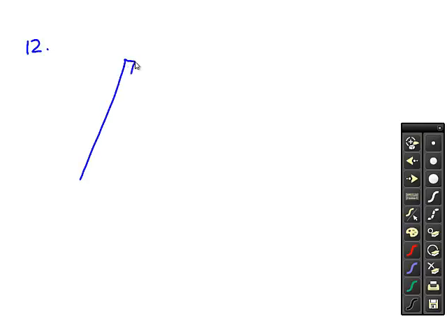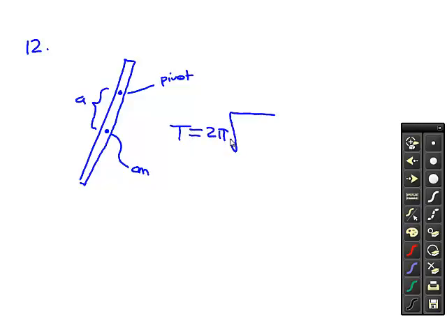Now, a physical pendulum, being a meter stick, there's the center of mass, and let's say here's the pivot. And they're saying the distance between the center of mass and the pivot is A. And we actually did this problem, or a similar problem, in one of the problem sets. We said, okay, the period of a pendulum like this is 2 pi square root of I over mgh.